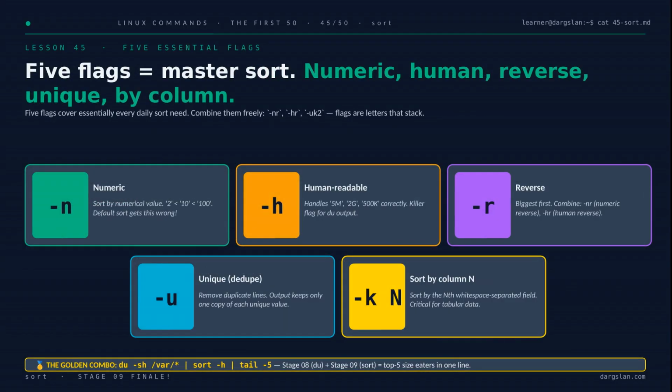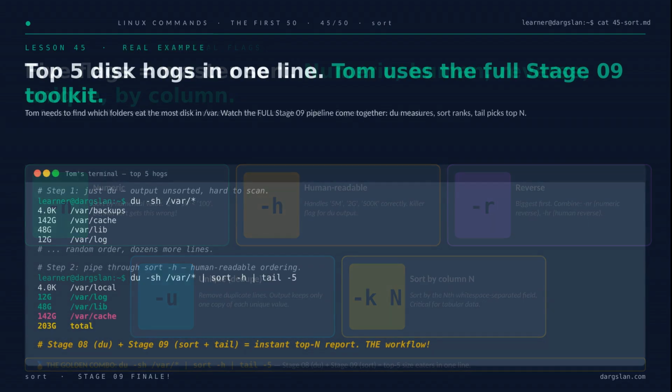Now here's the beautiful part. 5 flags cover essentially every sort job you'll ever face. -N for numeric. -H for human-readable sizes like 5M or 2G. -R flips the order so biggest comes first. -U strips duplicates, and -K followed by a number sorts by a specific column. Best of all, these are just letters, so they stack. Want numeric and reversed? -NR. Human and reversed, -HR. Unique by column 2, -U -K2. Let's see it in action.